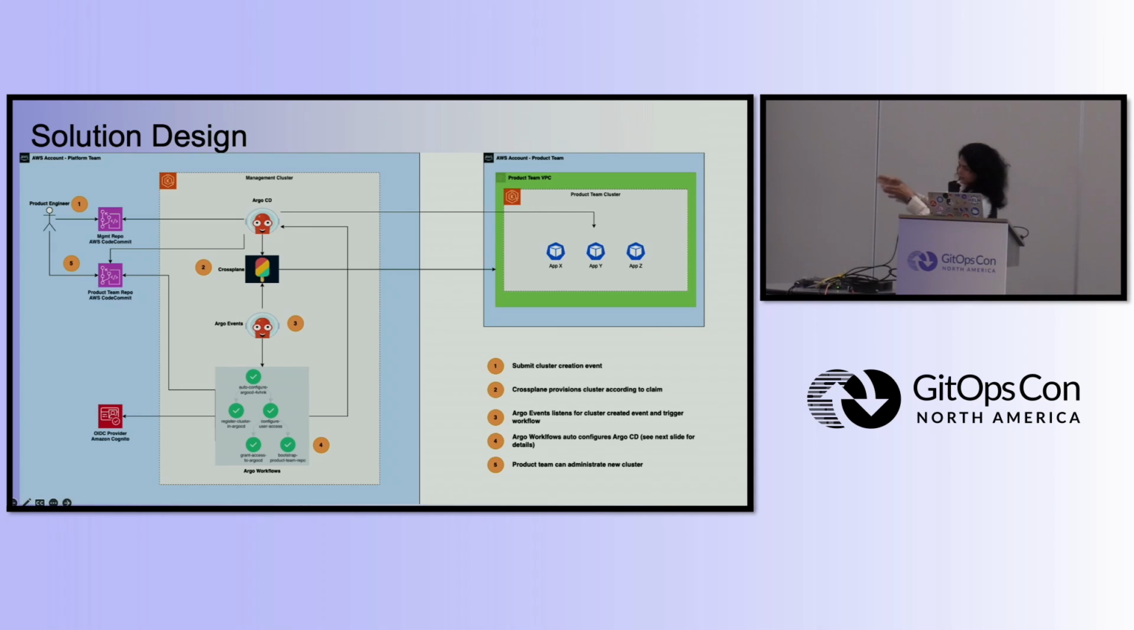So now let's start with the flow. I know it is very small. If I can point to you here. Yeah, so this is the flow one where the product engineer of this product team comes over there and actually creates a claim, Crossplane claim, and pushes it to this management repository.